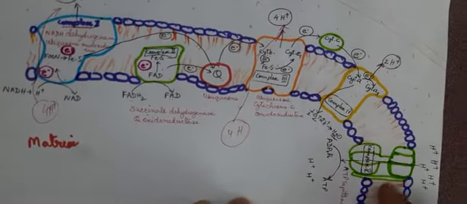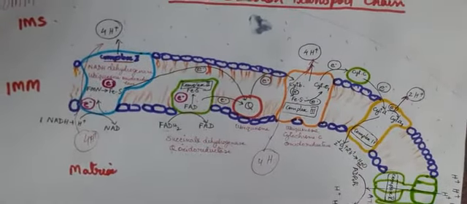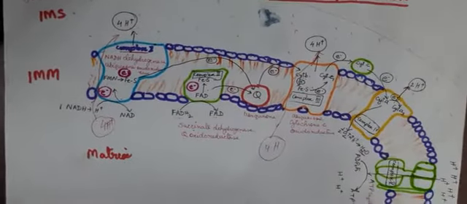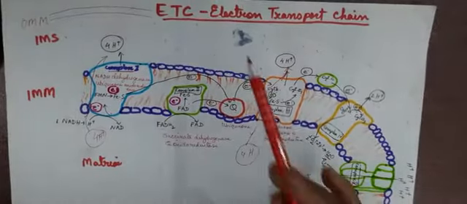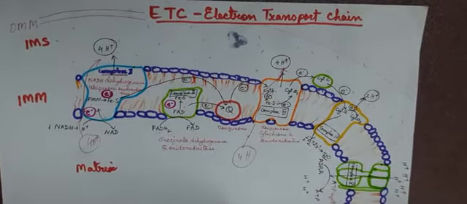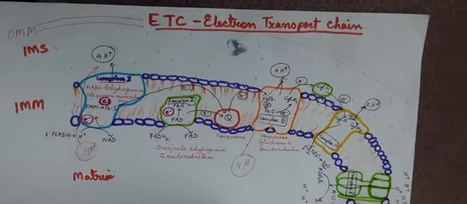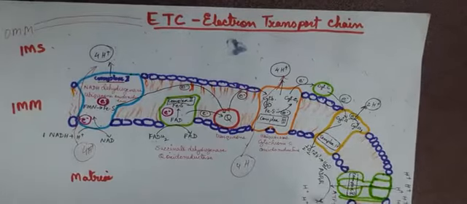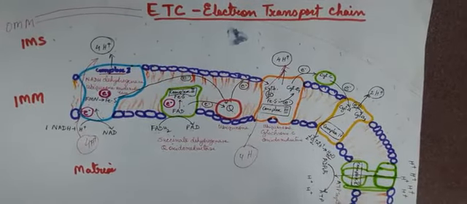So like this, complex 5 is working for oxidative phosphorylation, and these 4 complexes are working as the electron transport chain. So this is how ATP synthesis takes place by the electron transport chain. I hope all of you must have understood this. You can listen to the video many times, and you can make the notes step by step.